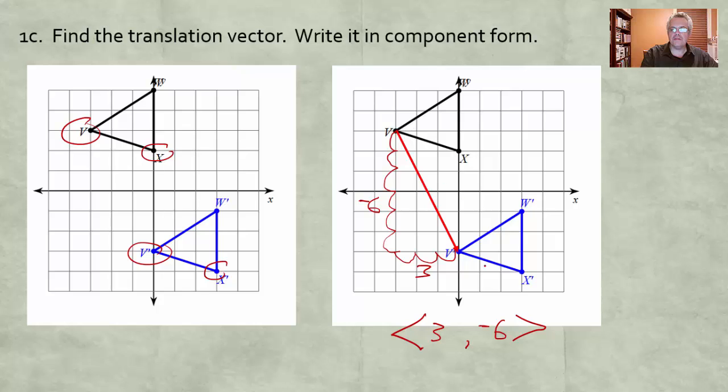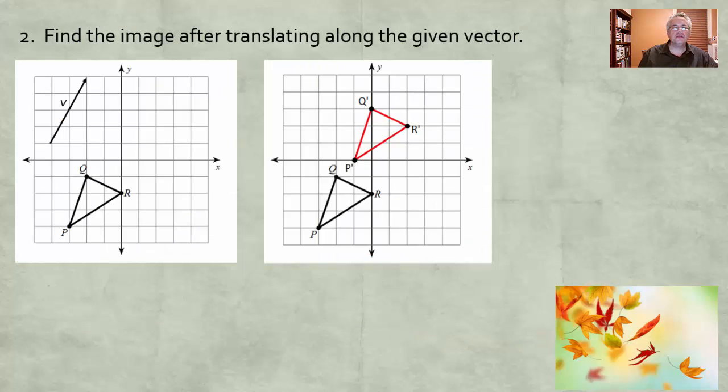So that describes the vector. That describes how every point moved. Okay, let's try a different sort of problem. Let's go here. So this is the problem over here on the left. It says find the image after translating along the given vector.